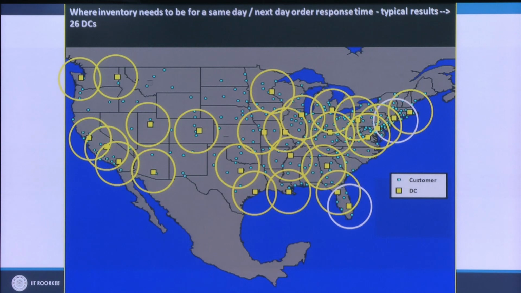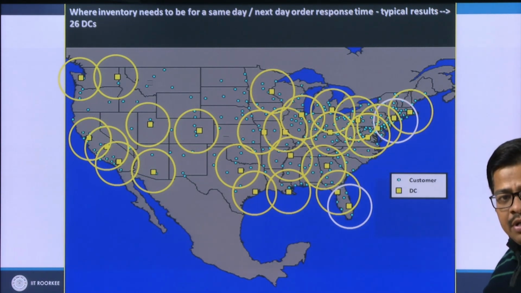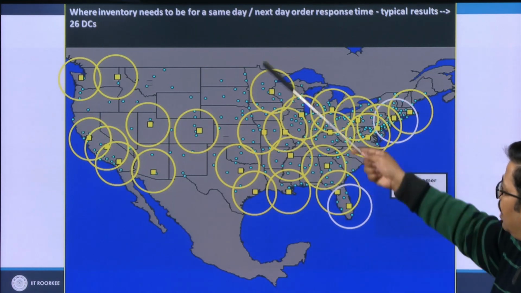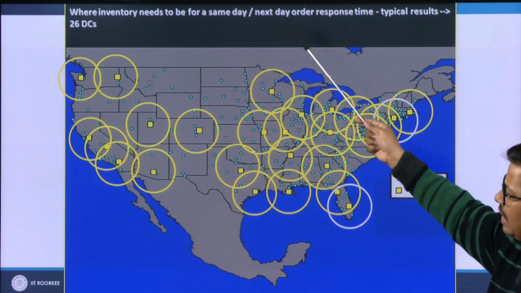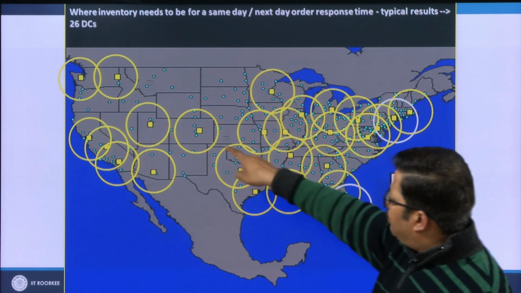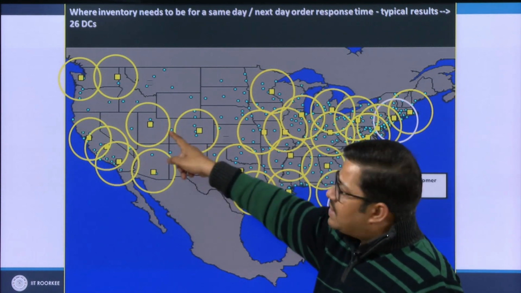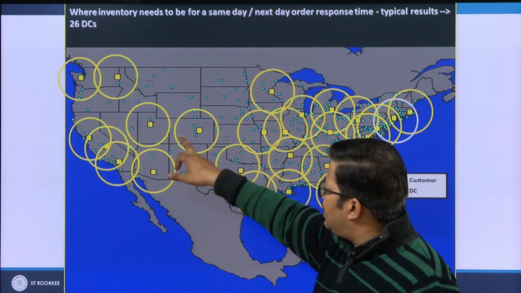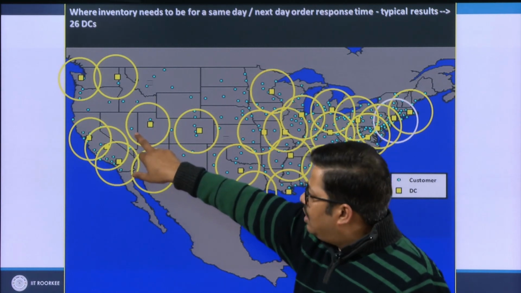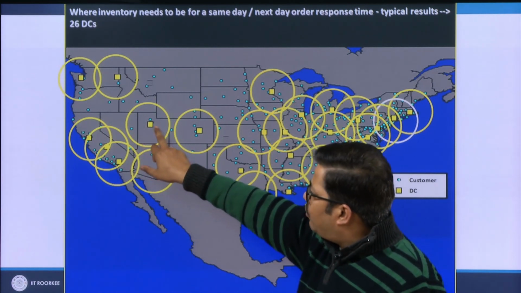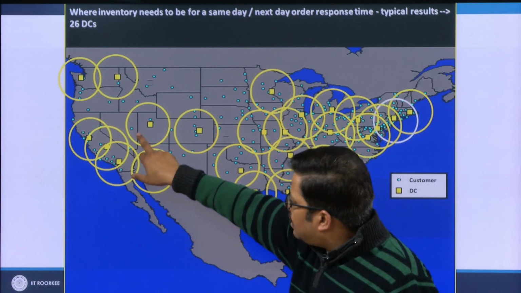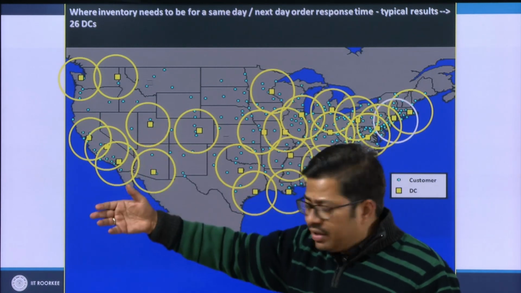26 distribution centers, and your order can be received same day. The same day order, or in some cases like in this case where you do not have any intersecting circle. So probably in these cases, if I talk of this customer, because of the distance from this distribution center to this customer, order may be supplied next day.